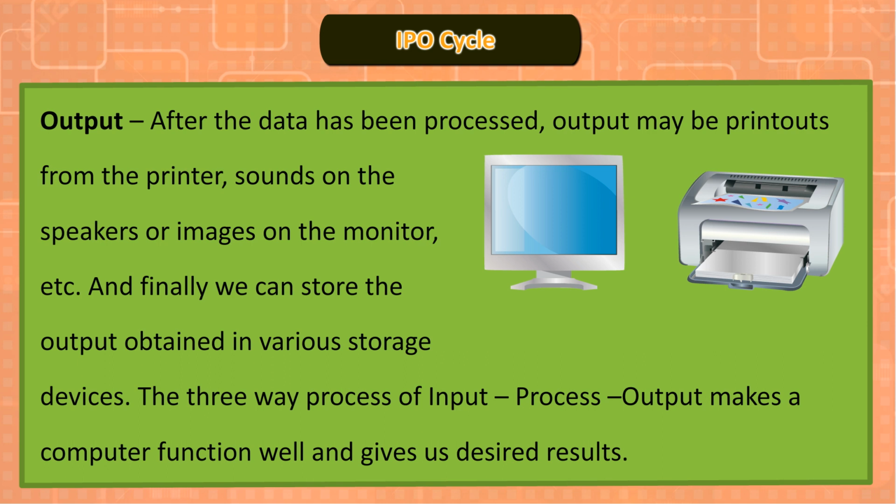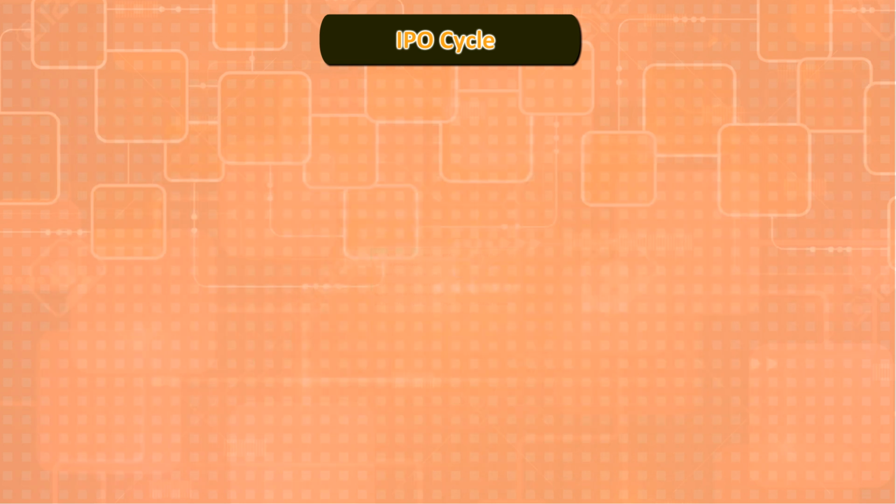Output. After the data has been processed, output may be printouts from the printer, sounds in the speakers or images on the monitor, etc. And finally, we can store the output obtained in various storage devices. The three-way process of input, process, output makes a computer function well and gives us desired results.